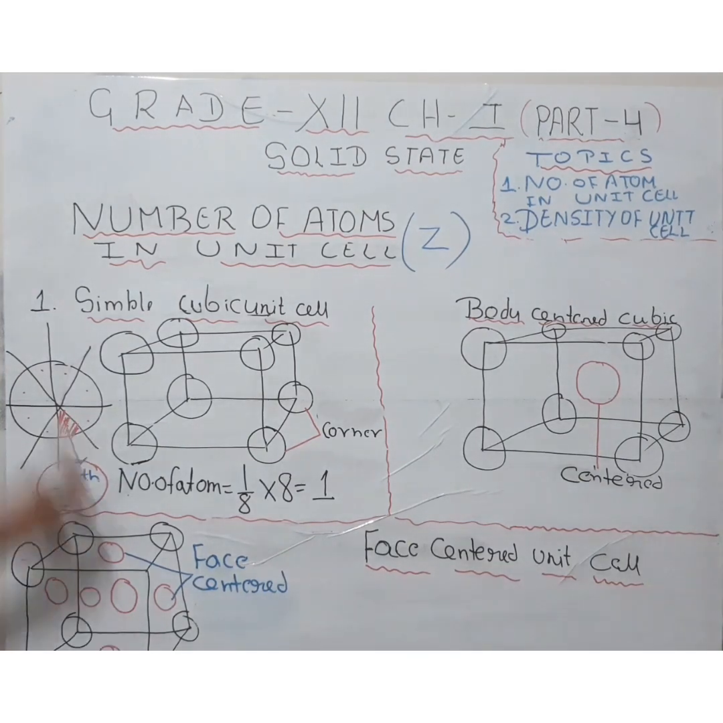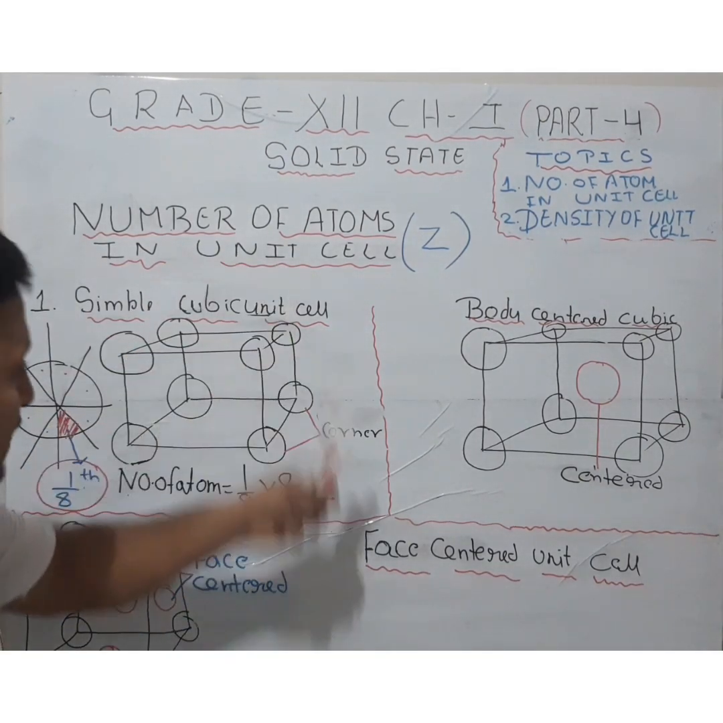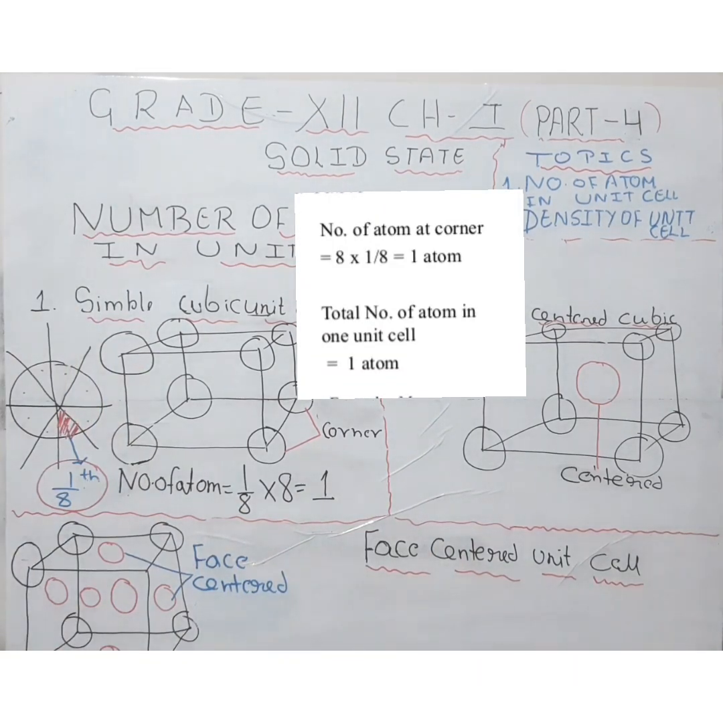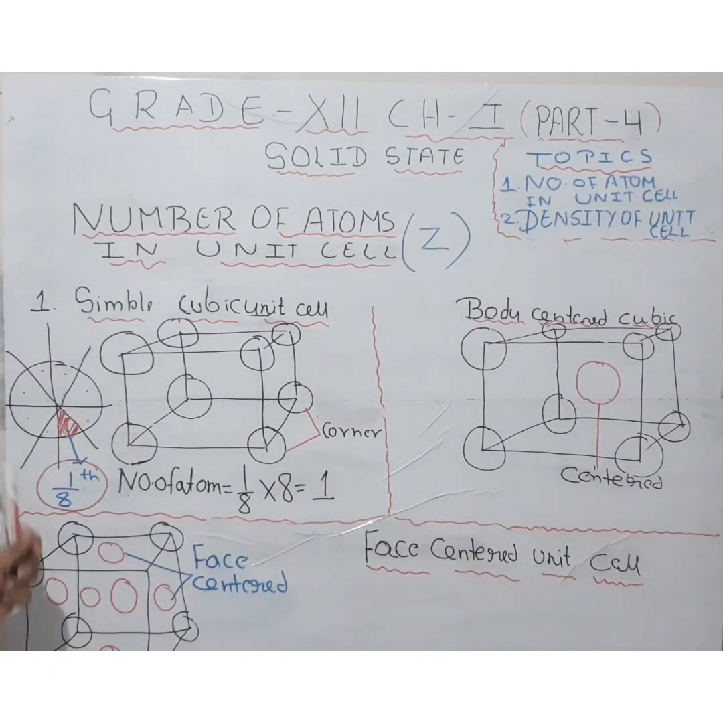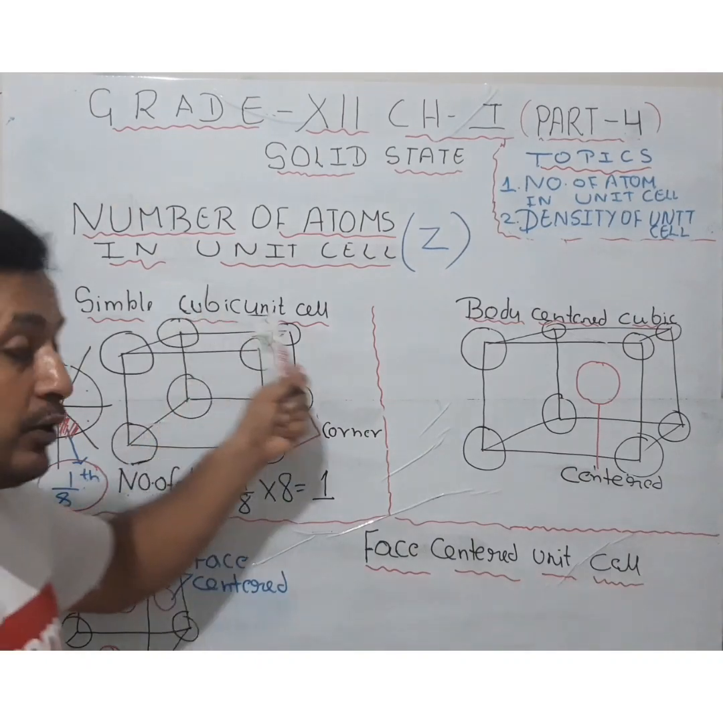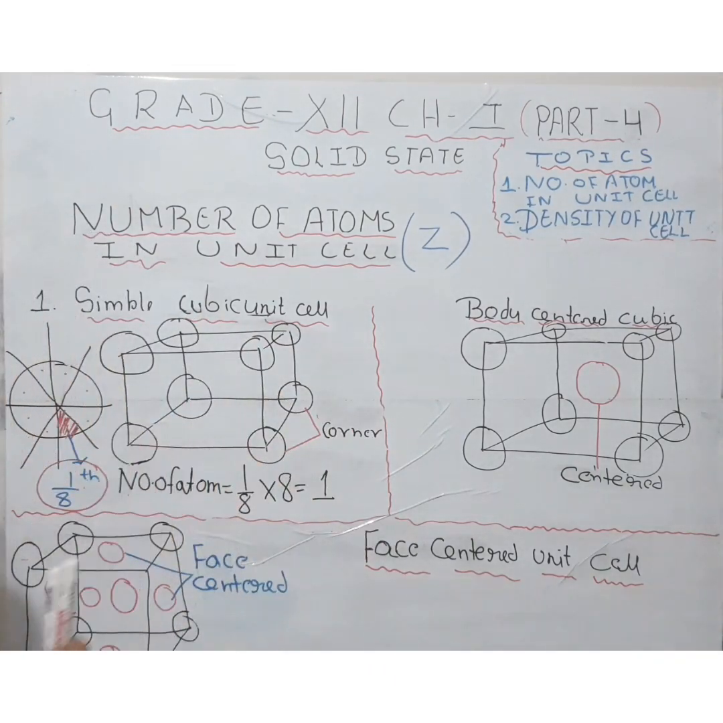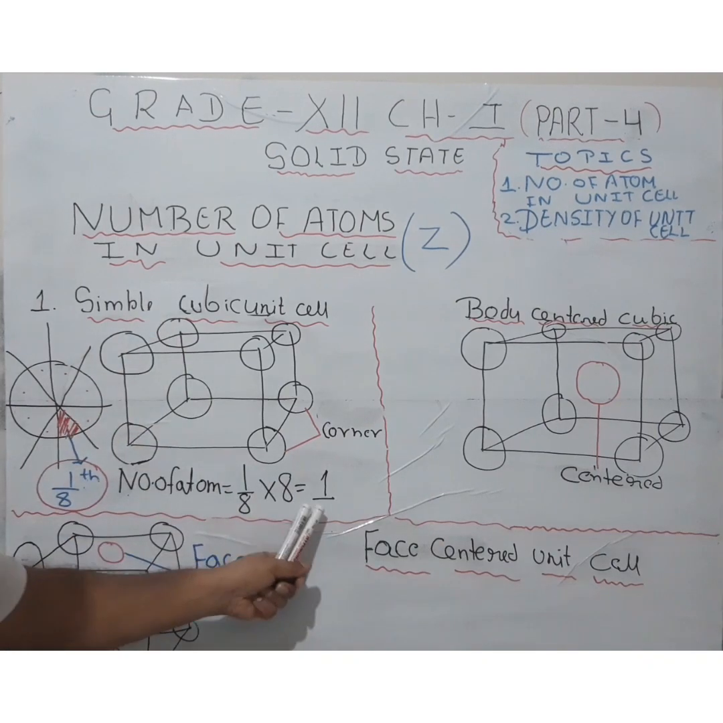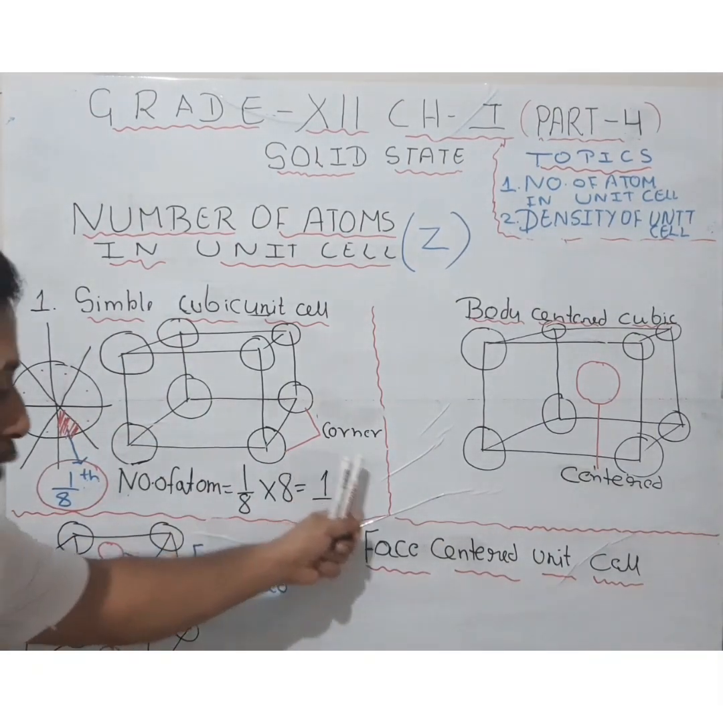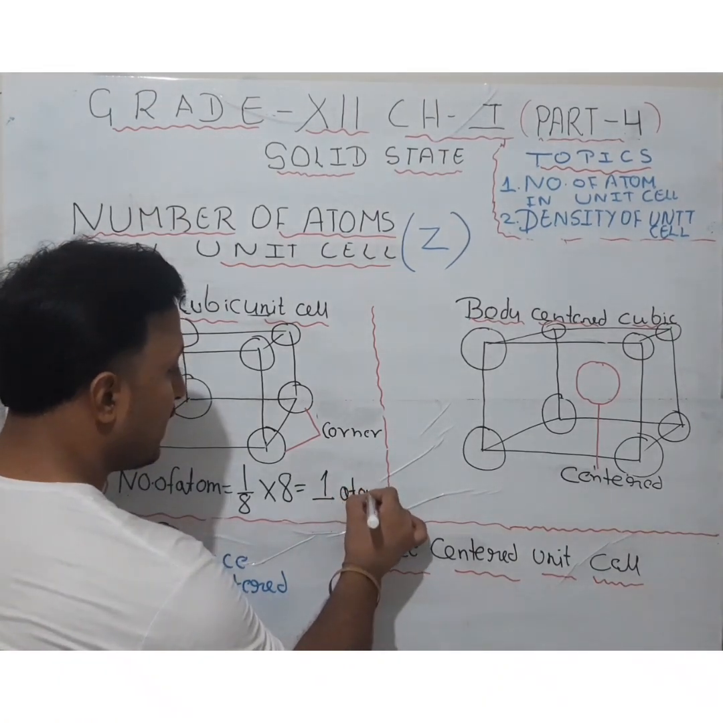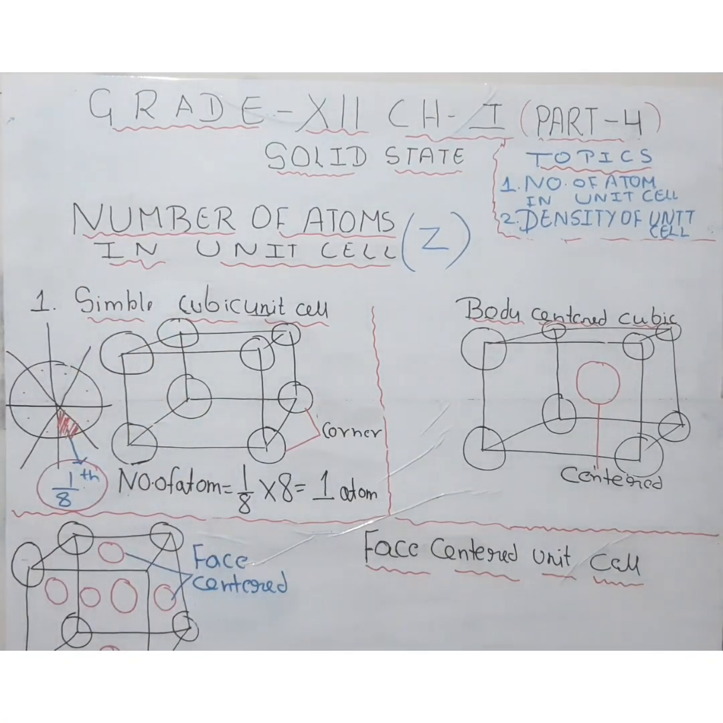It means in the case of a simple cubic unit cell, only 1 atom is present. Understood? Because only 1/8 part of a constituent particle, that is the corner particle, is contributing to the unit cell. So the simple cubic will have only 1/8 into 8, equivalent to 1 atom. So only 1 atom is present in the case of a simple cubic unit cell.